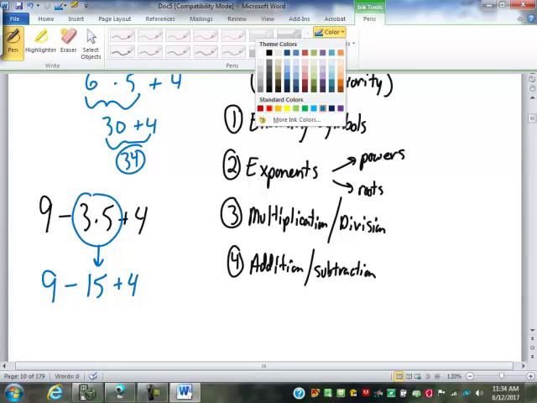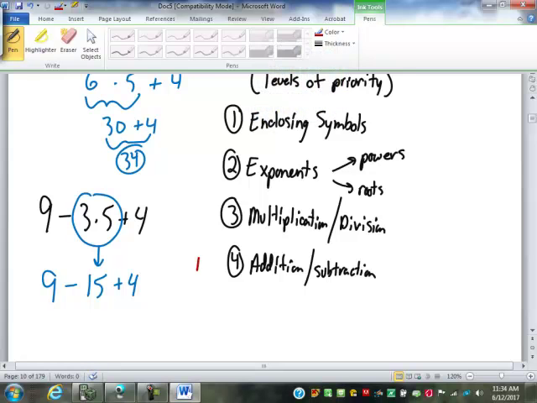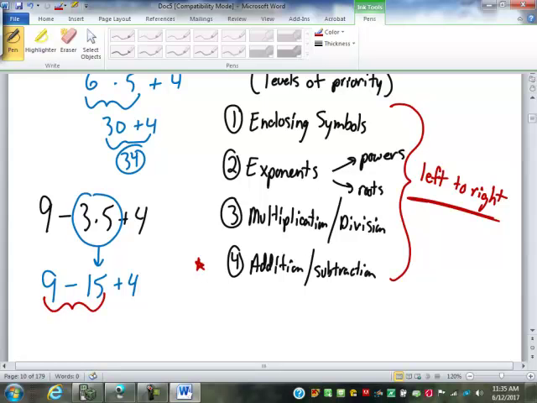So now we have subtraction and addition. Those both happen on this last level. So which one am I going to do first? You got it. When we have 2 operations that are on the same level of priority, then we do go left to right, just like reading a book. So 9 minus 15 would be first. That's a -6. -6 plus 4 is a -2. So the result there is -2.